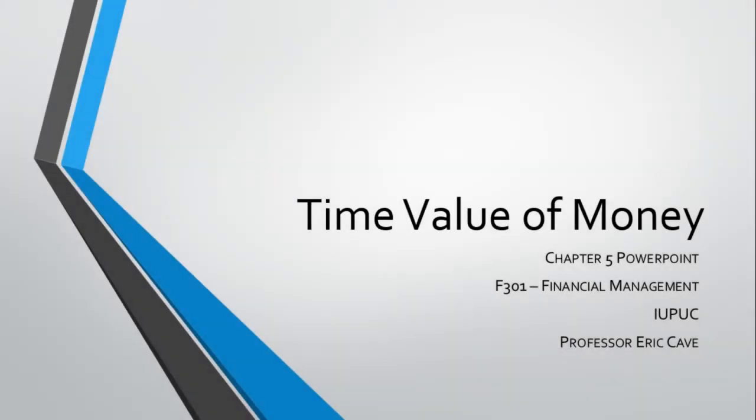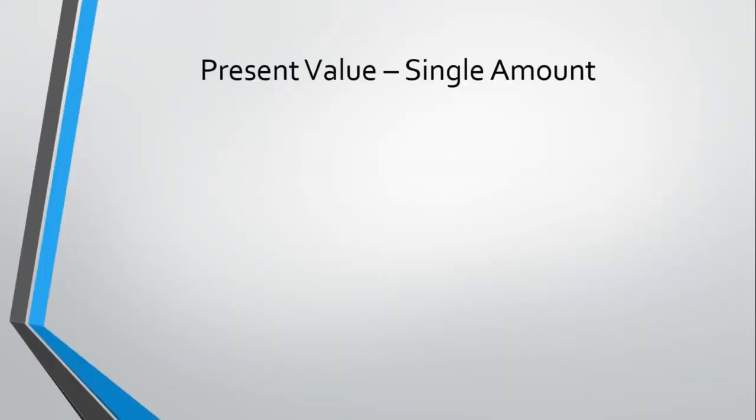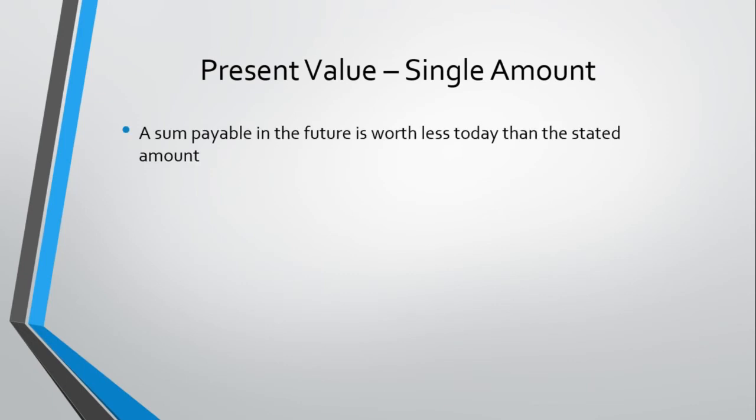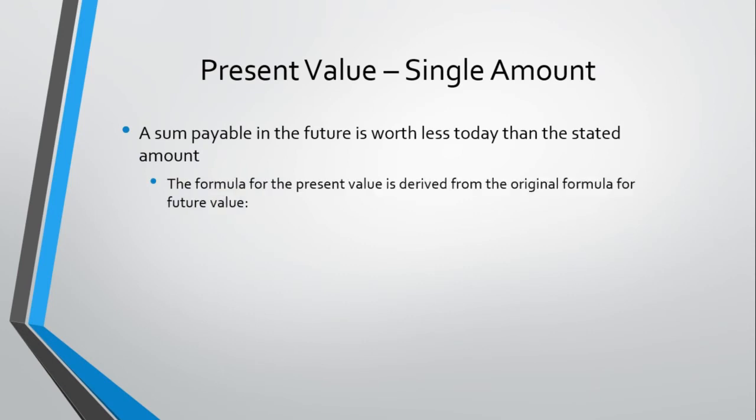Time value of money, Chapter 5. We left off where we were talking about future value of a single amount. Now we're going to talk about present value of a single amount. A sum payable in the future is worth less today than the stated amount.